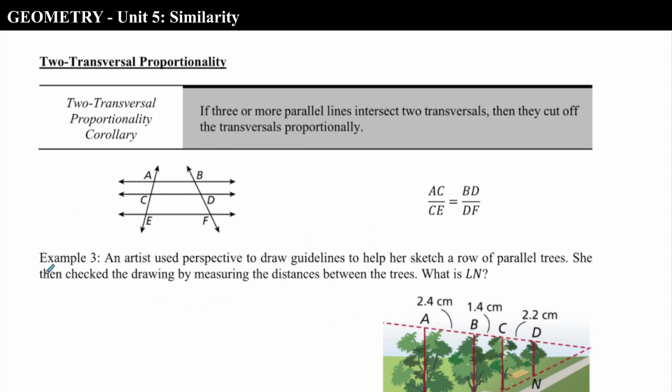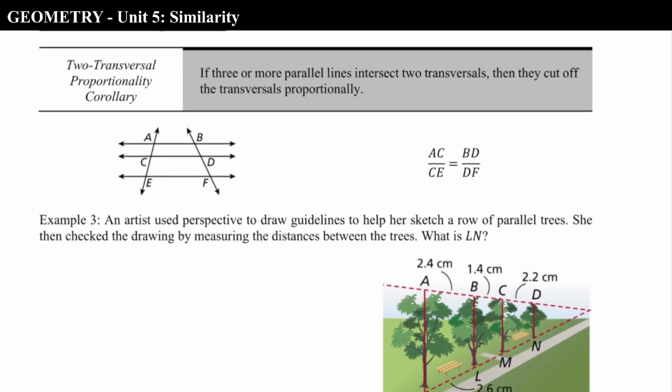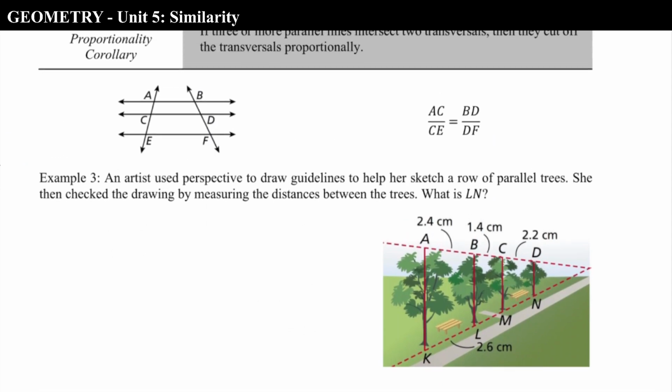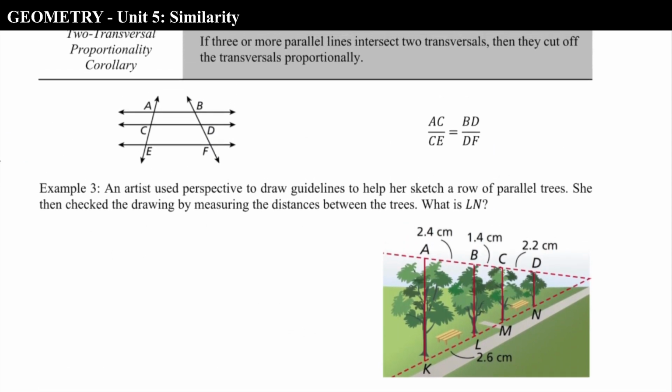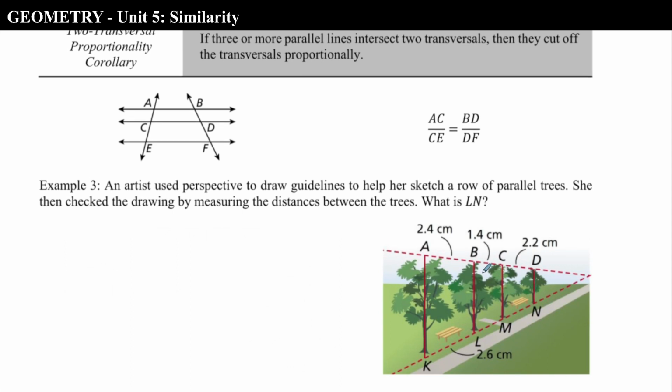Okay, let's move on to the two-transversal proportionality. We have a corollary that stems off of the theorem that we just talked about, the triangle proportionality theorem. We have a corollary that is a result of that theorem. If 3 or more parallel lines intersect two transversals, then they cut off the transversals proportionately. So here, AC to CE is equal to BD to DF. Okay? So we can use that in helping to figure out if a drawing of perspective is correct.